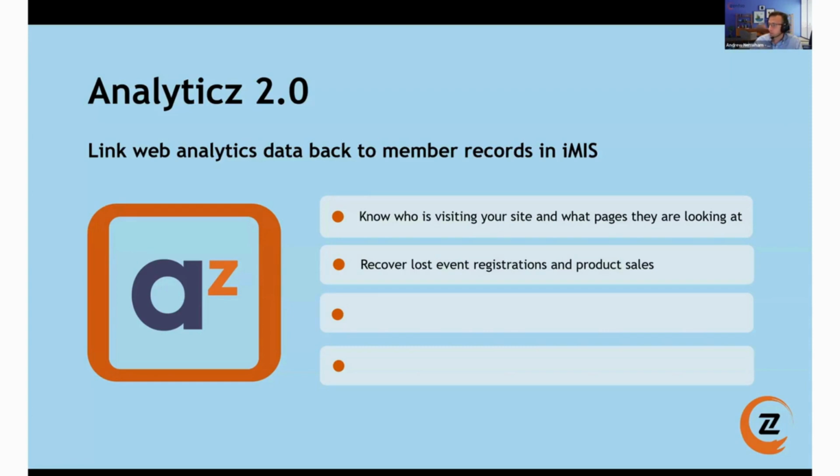You can recover lost event registrations and product sales. The drop-off feature shows members who viewed your page but didn't complete an action, so you can put steps in place to bring them back to that action. You can spot disengaged members before they lapse. Year-on-year trend data and breakdowns by member type let you see which segments of your data are becoming less active, giving you a head start in retention.